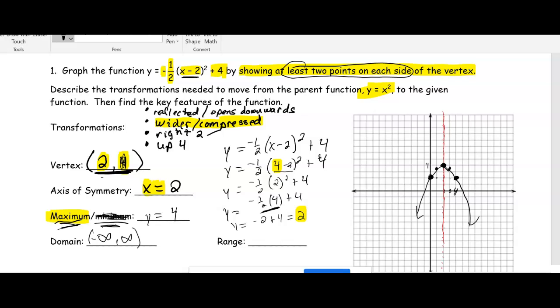And then the range is the smallest y value to the biggest y value. So notice how this goes down forever, so it doesn't necessarily have an actual smallest value. What that then tells us is our range starts at negative infinity. It just gets smaller and smaller and smaller. But the largest y value is the maximum y value of 4, and we would want to throw a bracket around that one.